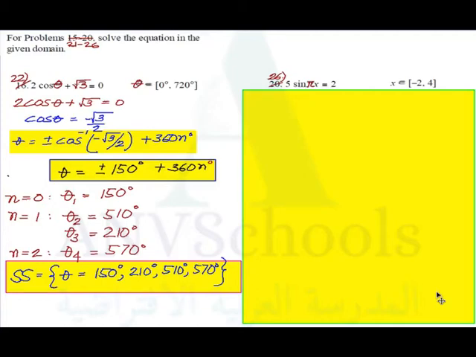Now let's move on to number 26. 5 sine pi x is equal to 2. And the domain of our x value is from -2 to 4 radians.